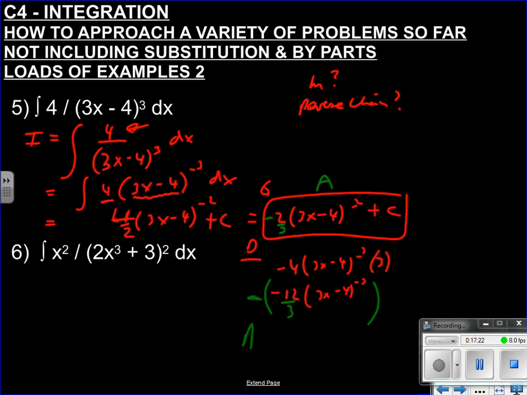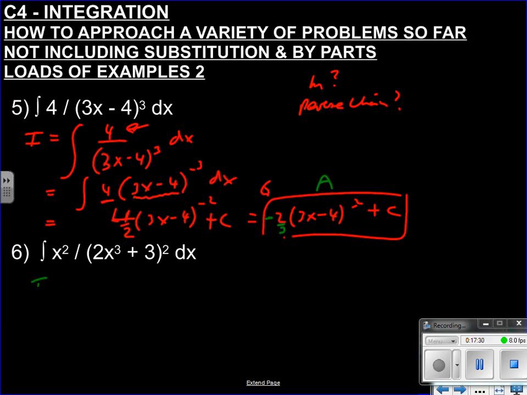And if you differentiate it, does it work? Yes, it will work. Okay? So you can differentiate and adjust as many times as you need to. Let's keep going then. So this time we've got x squared over 2x cubed plus 3 all squared. Looks horrible, doesn't it? But let's go through the motions.